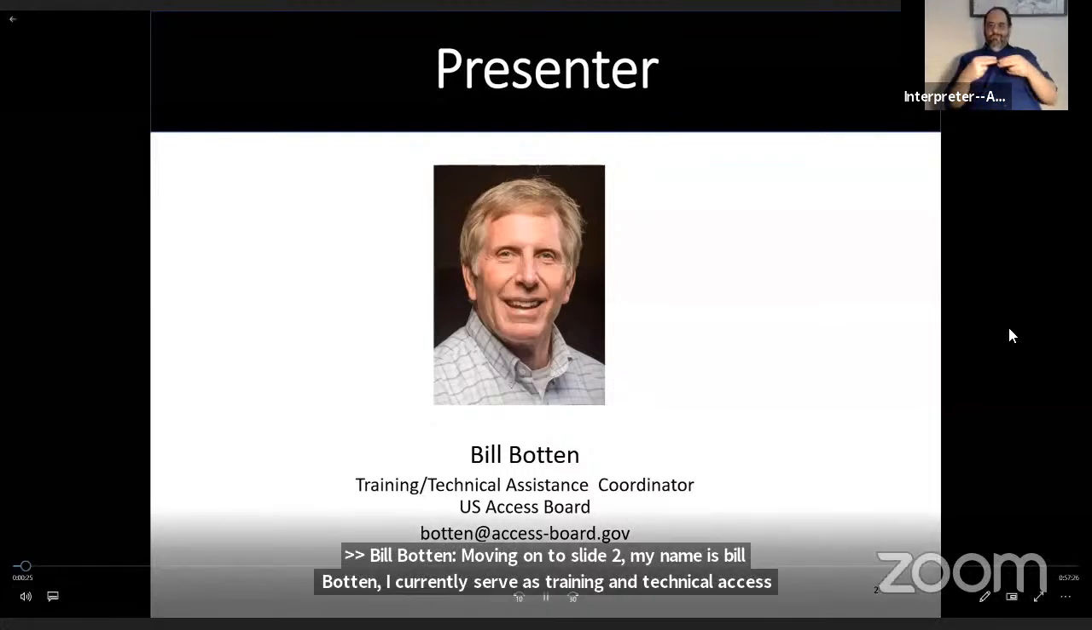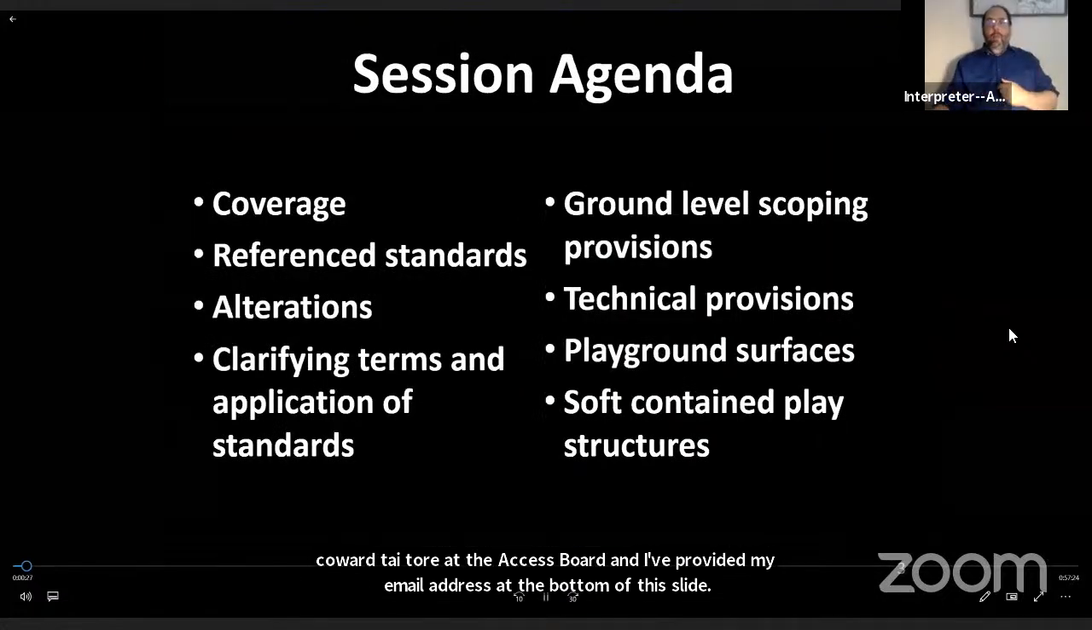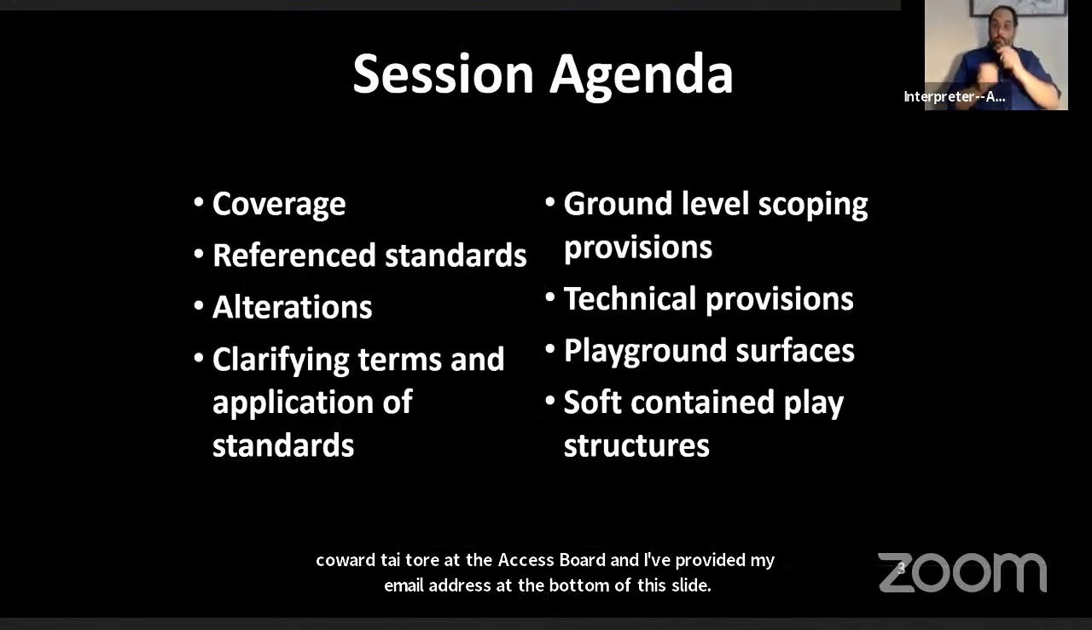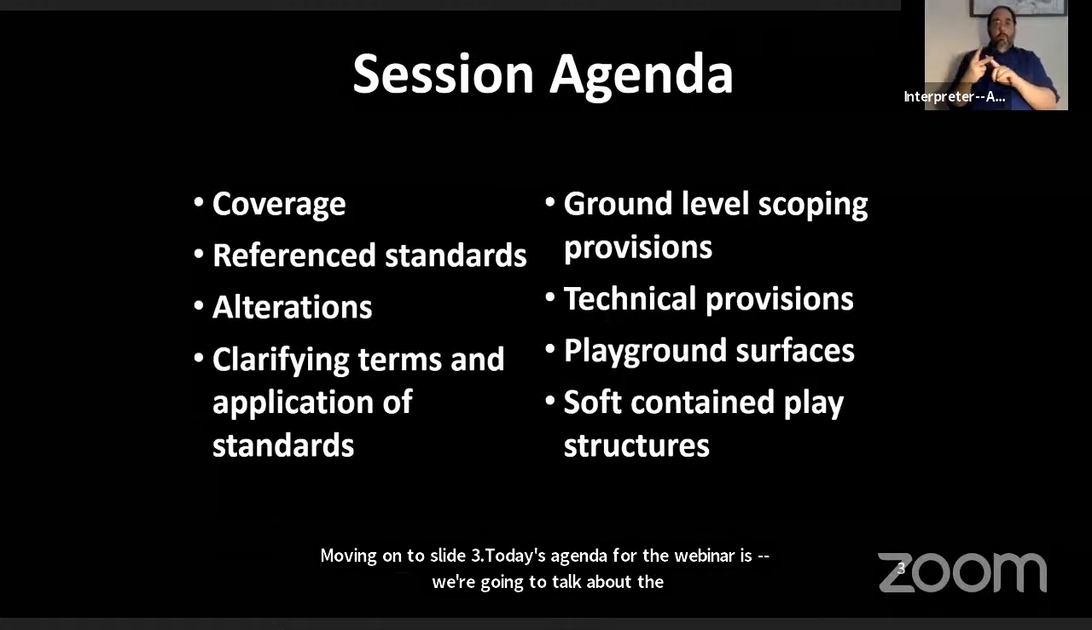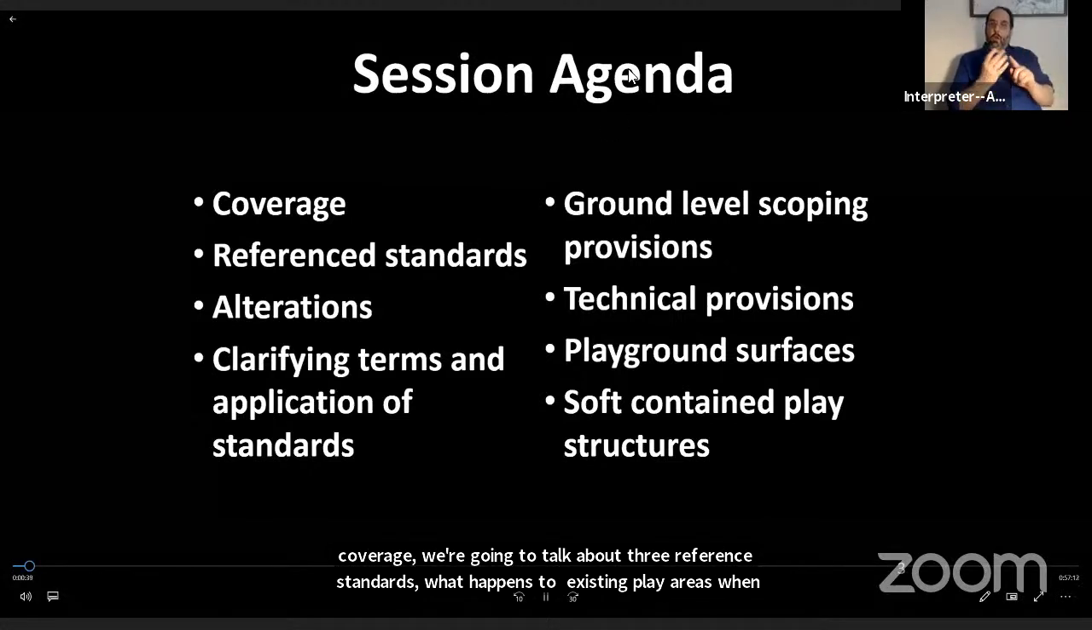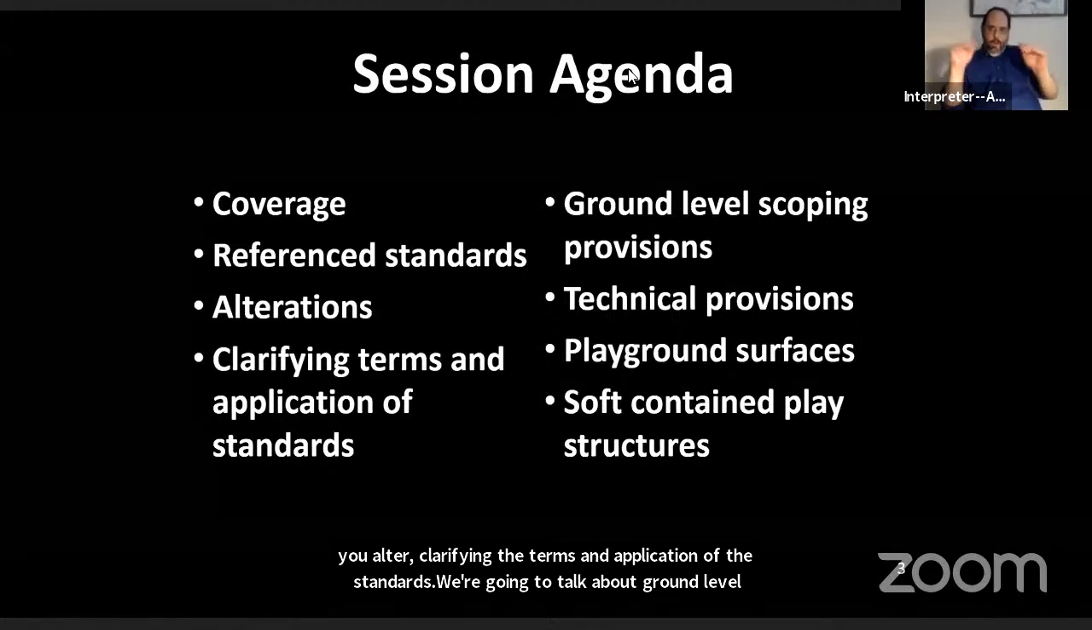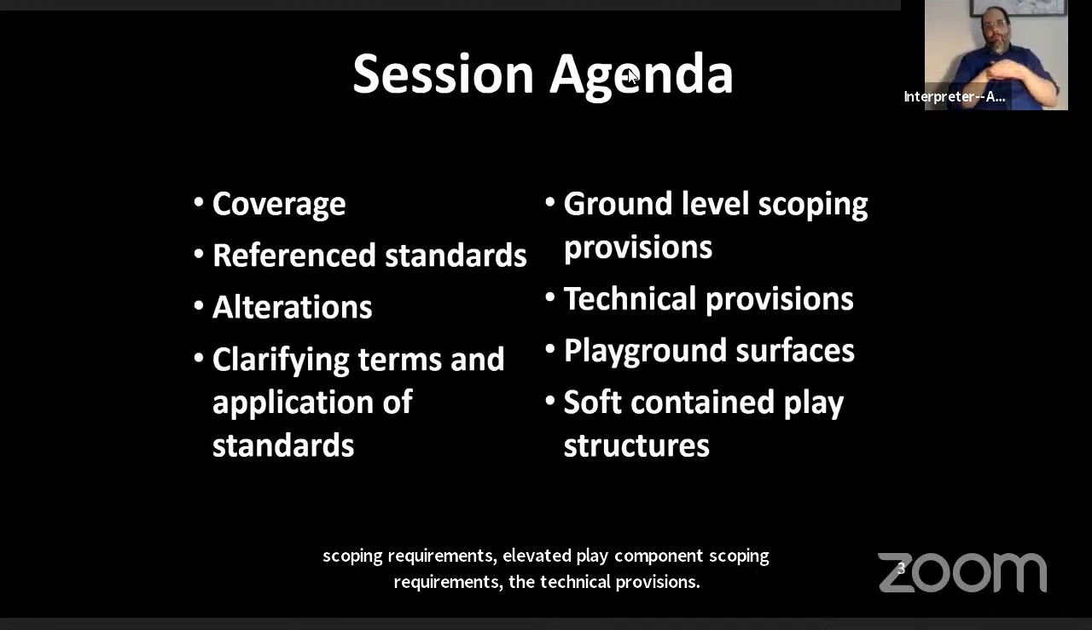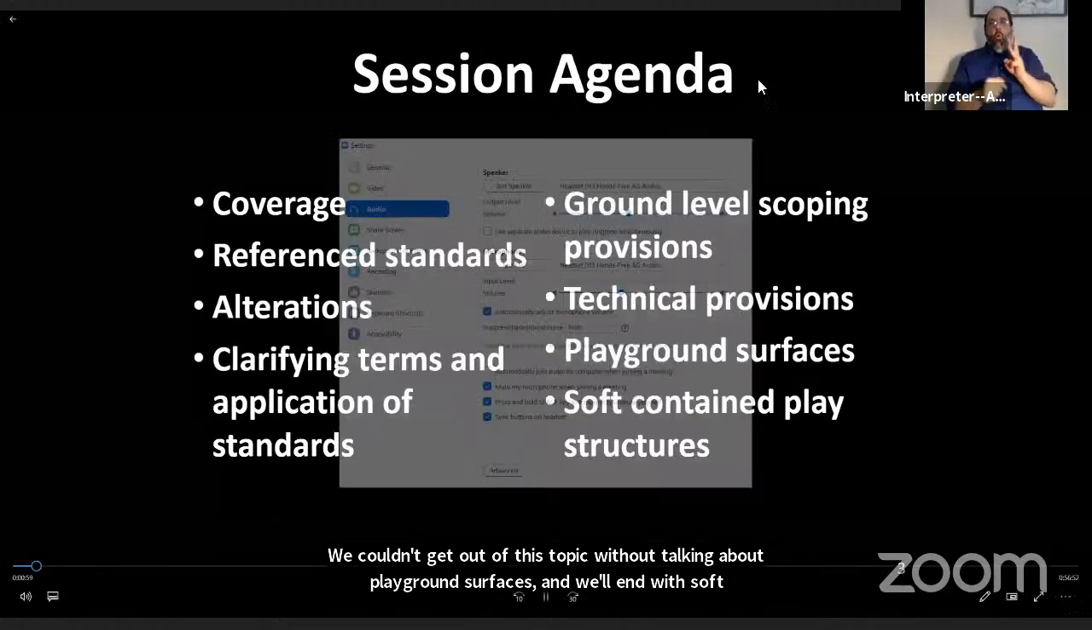Moving on to slide number 3. Today's agenda for the webinar is we're going to talk about the coverage. We're going to talk about 3 reference standards, what happens to existing play areas when you alter, clarifying the terms and application of the standards. We're going to talk about ground level scoping requirements, elevated play component scoping requirements, the technical provisions. We couldn't get out of this topic without talking about playground surfaces. And we'll end with soft contained play structures and also what we call water play components.